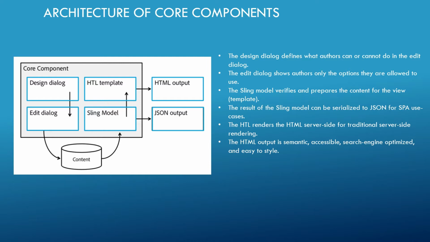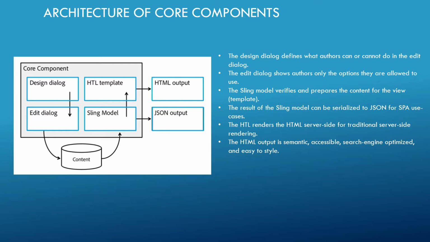Now the design dialog defines what authors can or cannot do in the edit dialog. This is more of a policy configuration. The next one is the edit dialog. Everybody knows it shows the authors only the options they are allowed to use, so it is the authoring dialog. Next one is the Sling model. This verifies and prepares the content for the view. It will generate the content and that will be rendered by the template.